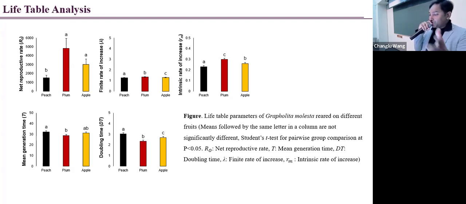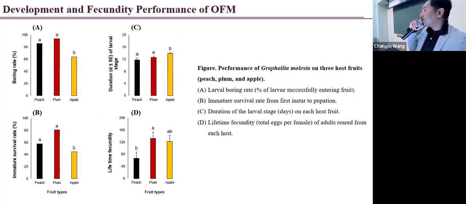So to analyze the intrinsic rate of increase, that is the rm value, you need the survival rate, you need the total duration time, and you need the fecundity. So all three categories you need to analyze this intrinsic rate of increase. And here it tells you, okay, plum and apple are better food sources than peach. Because here it's very difficult to judge, right? So it's better to have a life table study to evaluate.